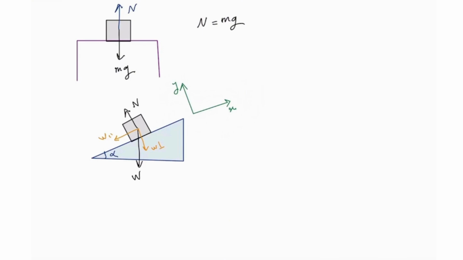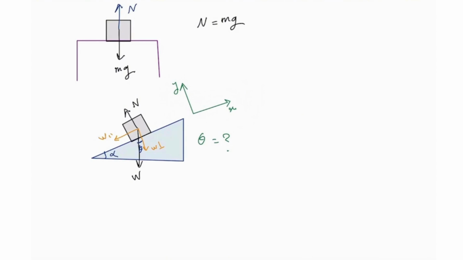To find each of the components of W, we need to first find the angle that they make with W and then use trigonometry to find each of these components. So what is the angle theta? We need to find the angle theta in terms of the angle alpha because alpha is the angle of the incline, and usually in problems we know that angle. So let's find theta in terms of alpha.